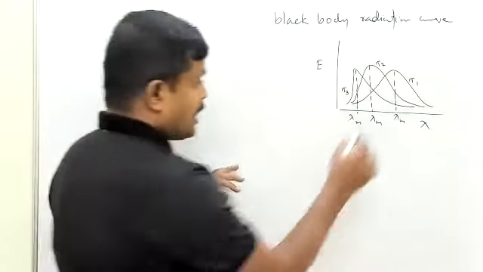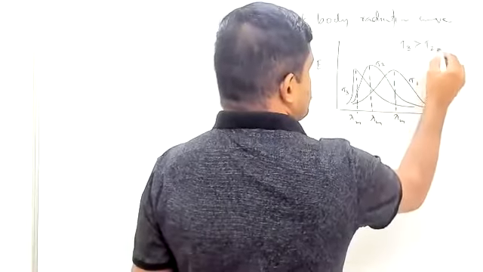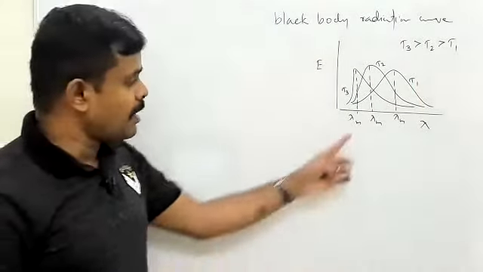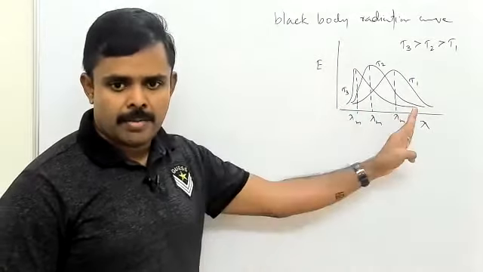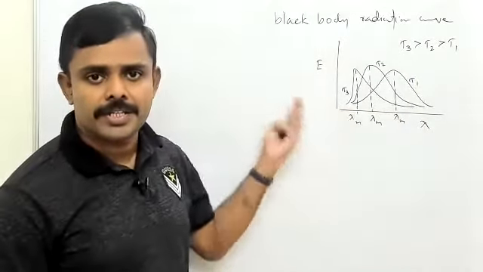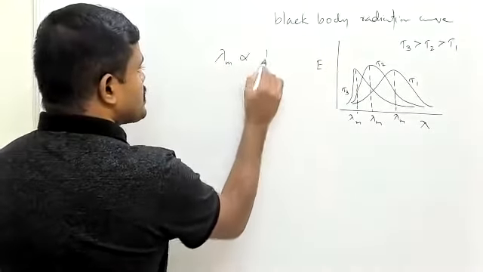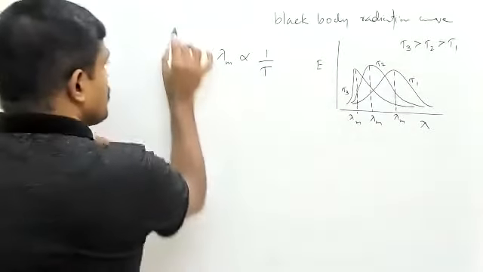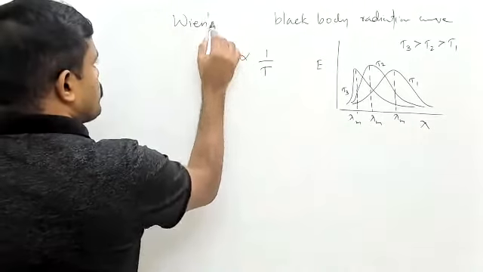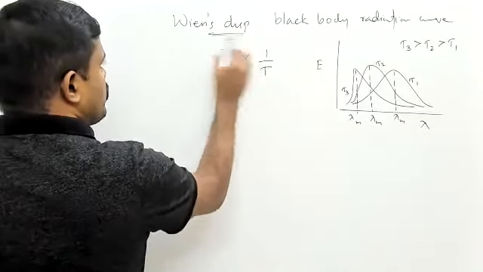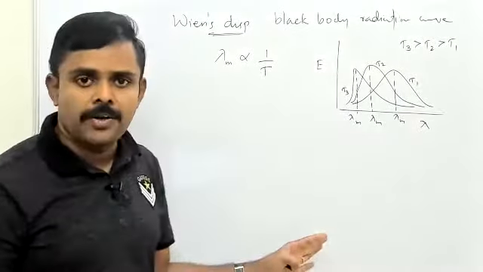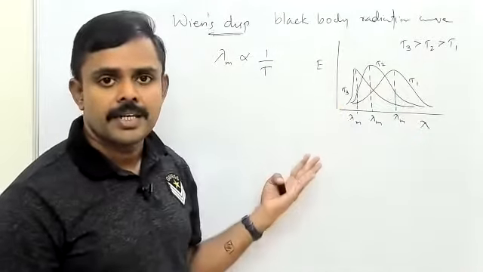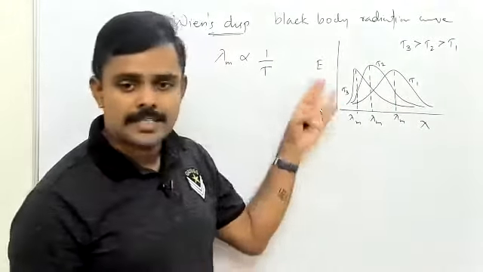What do you understand from this? T3 is greater than T2, greater than T1. Lambda maximum shifts to the left as temperature increases, or lambda maximum decreases as temperature increases. Am I correct? This is called Wien's displacement law, one of the most important laws here. Why is it called displacement law? Because the lambda maximum value displaces to the left as temperature increases.